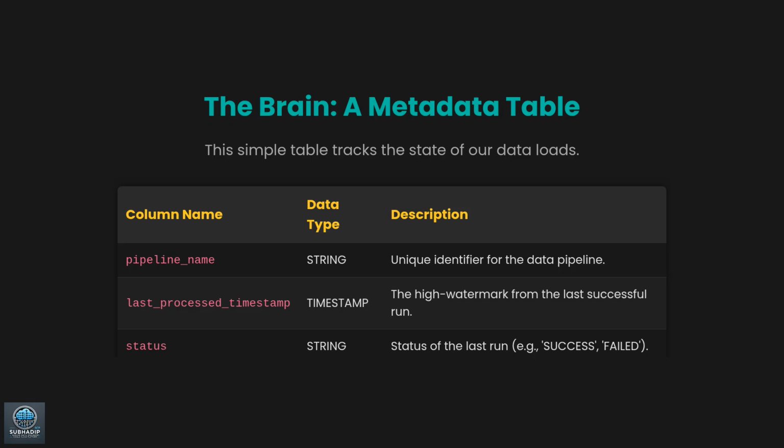So how do we know what data is new? We use a metadata table. Think of it as the brain of our operation. It's a simple table that keeps track of our pipelines. The most important column here is last process timestamp, often called a high watermark. This tells our script where to pick up from on its next run.